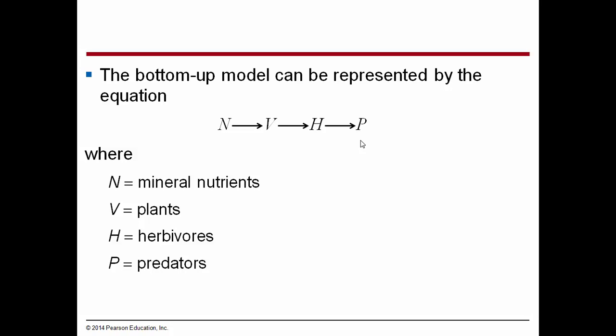Okay, so in this case, the presence or absence of mineral nutrients controls the plant numbers, V, and controls the herbivore numbers, H, which in turn controls the predator numbers. This is the simplified population bottom-up model.